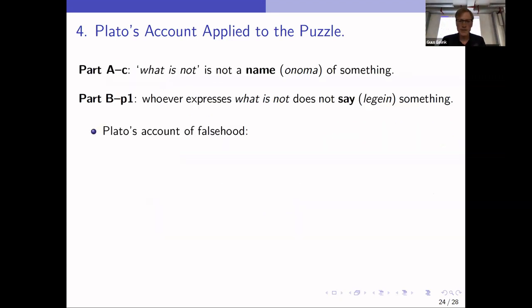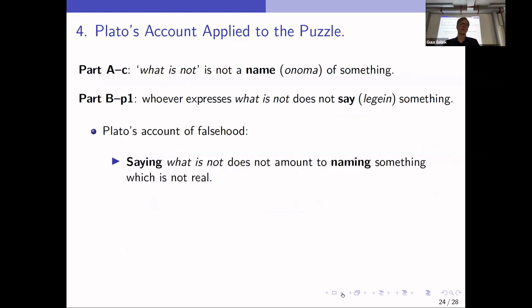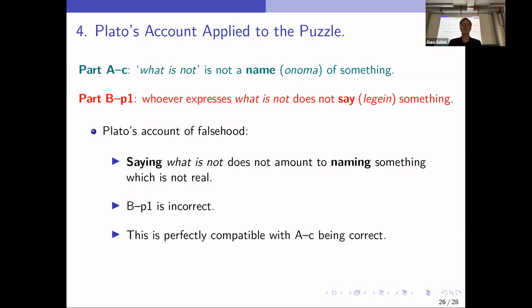So what then is the diagnosis of Plato's account? Well, first of all, saying what is not, in the sense of saying a falsehood, does not amount to naming something which is not real. And the first premise of part B is incorrect, because Plato's account of falsehood explains that whoever expresses what is not, in the sense of saying a falsehood, does say something. We get an explanation of that in Plato's account, and this is perfectly compatible with the conclusion of part A being correct, i.e., with it being the case that the phrase "what is not" is not the name of something, and indeed also with the implication of that conclusion being correct, namely that what is not real cannot be named.